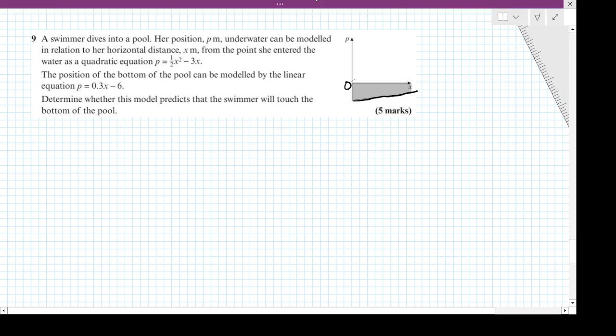Okay, well, we could sketch the quadratic potentially. But it's not an accurate drawing, right? It's just a little sketch. So the best way is actually probably to consider simultaneous equations. So we want to predict whether the swimmer would touch the bottom of the pool.